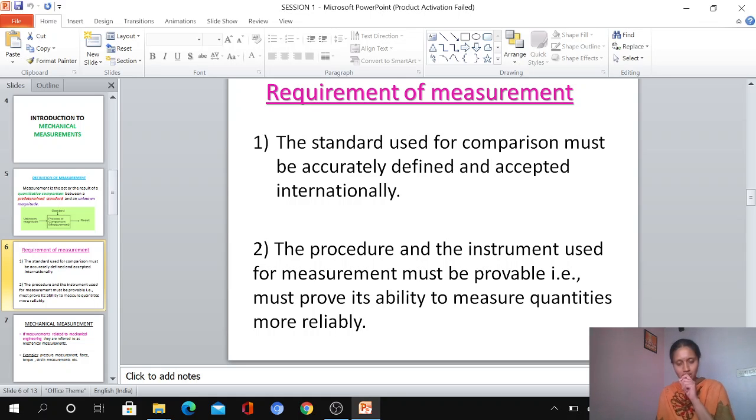And the second requirement is the procedure and the instrument used for measurement must be provable. That is, it must prove its ability to measure quantities more reliably. Reliable means what? ನಂಬಿಕೆ ಅಂತ ಹೇಳ್ತೀವಲ್ವಾ.